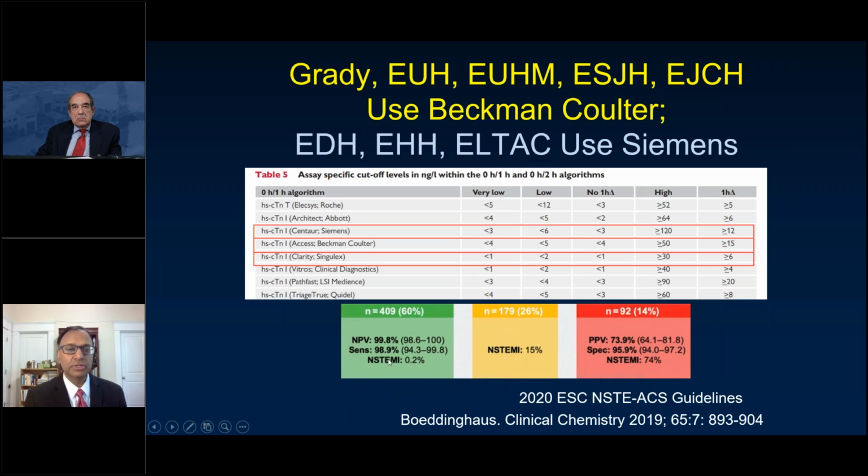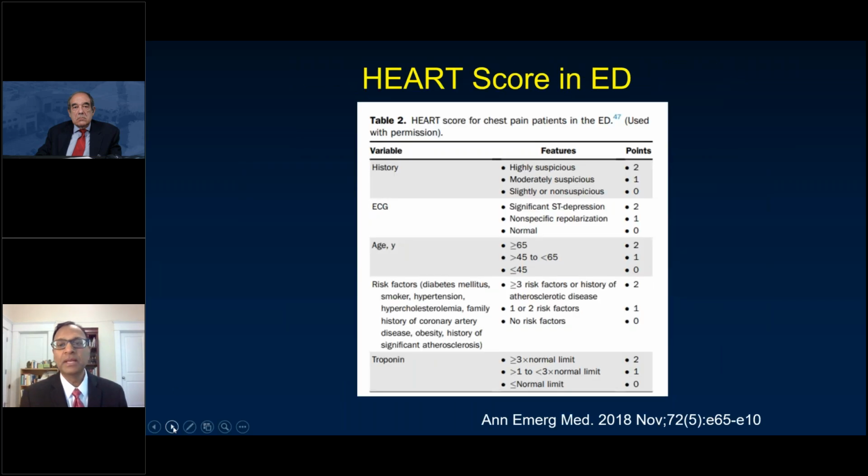And these are the associated sensitivities and negative predictive values of using these cut points, which are in line with what ESC and the chest pain guidelines from 2021 indicate. I should mention the AHA-ACC 2021 chest pain guidelines also really go into this in extensive detail, but the pictorials are not as well developed as in the ESC guidelines, which is why I'm highlighting those.